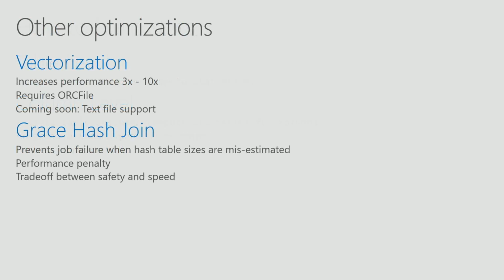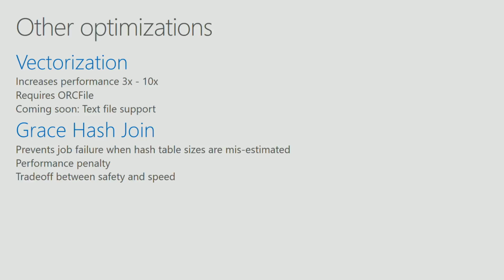So that's cost-based optimization. The two other optimizations are vectorization and Grace hash join. So what is vectorization? Vectorization tells Hive to process 1,000 rows together. This was actually joint work between Microsoft and Hortonworks. This only works with ORC file, and it can increase your performance 3x to 10x. By default, this is on, so you don't have to do anything there except use ORC. Text file support is also expected to come soon. So vectorization with text will even speed up regular text files.